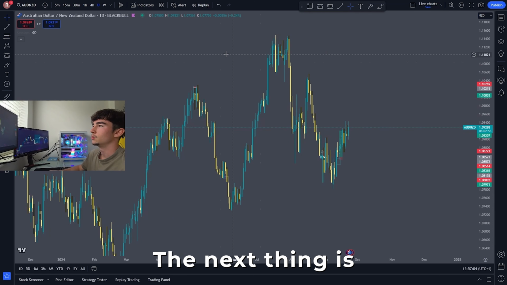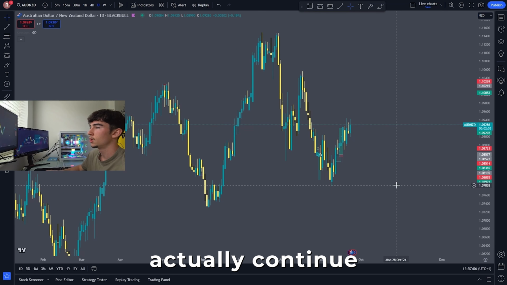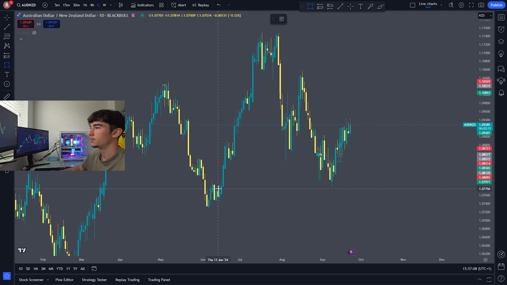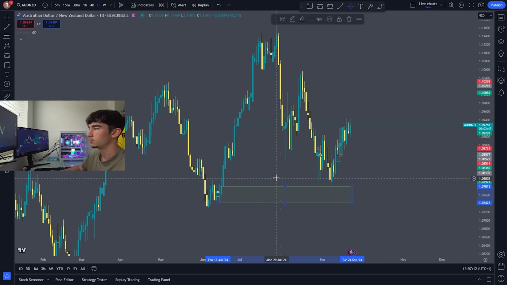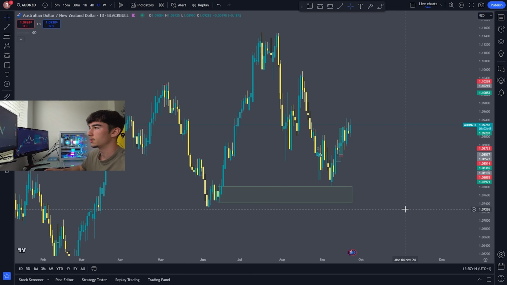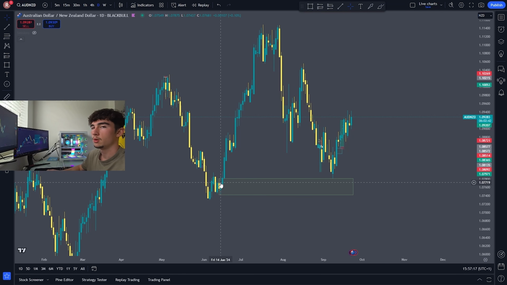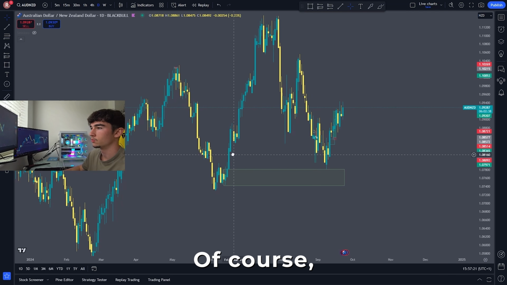The next thing is when will this pattern actually continue and when we've hit key areas. So the first one down here was there was a normal demand zone, which we had to reach beforehand before we can move to the upside. This demand zone was so good because it's the bottom zone. So the bottom zone has to be untapped, of course.